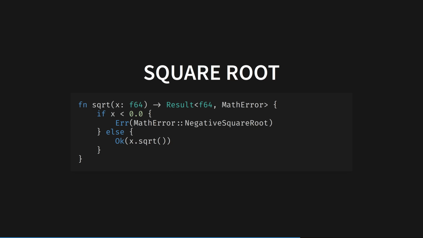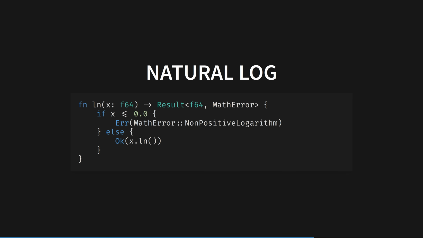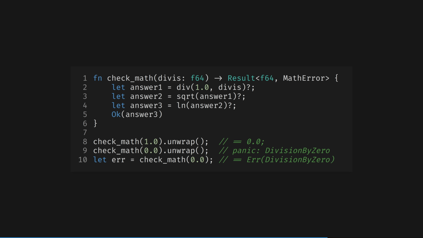We'll write two more functions to do similar checked behavior, first a square root function that errors on a negative number, and the same for natural log. Now let's put them together and test our train tracks. Here we have a function that uses our new math system we've just made.